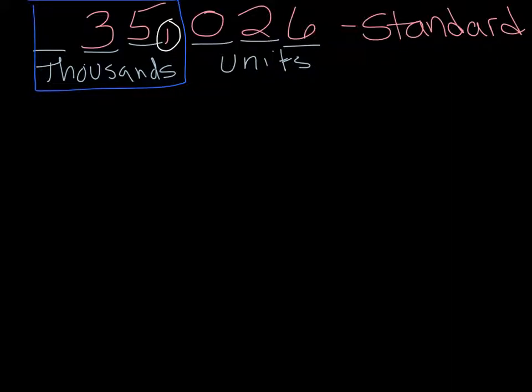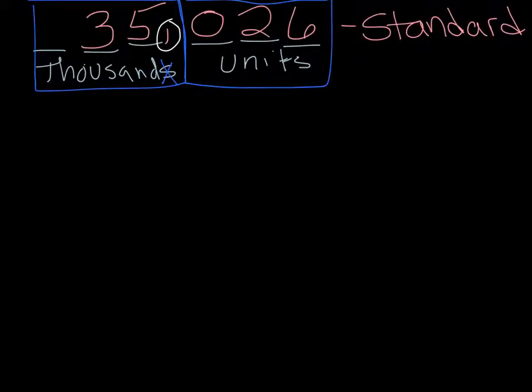Then I look at what numbers I have left, and I only have units left. And so I look at this entire number within the units, and I say the number I see, which is 26. And I'm done. I just say 35,026. I don't say 35,000s. I don't use the plural. I say 35,026. I don't say thousands, because that would imply that I have a decimal. So I have to leave that word out.